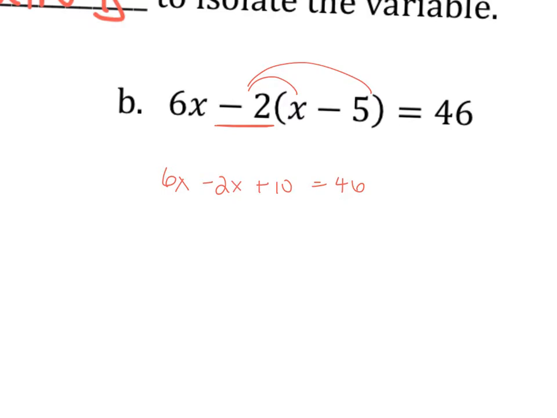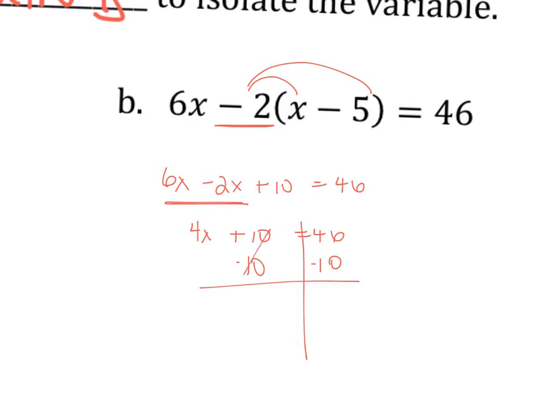So we've distributed our parentheses. Now we're going to add our like terms. 6x and negative 2x are 4x. So we have 4x plus 10 equals 46. Now that everything is simplified, we are ready to isolate x. So what do we need to start with? This plus 10. How do we undo plus 10? We subtract 10. What we do to one side, we have to do to the other. Subtract 10 from both sides.